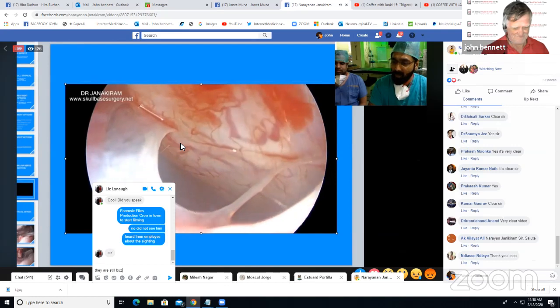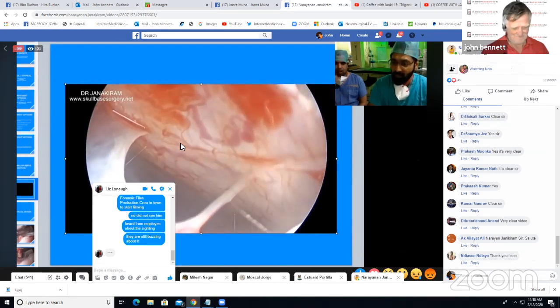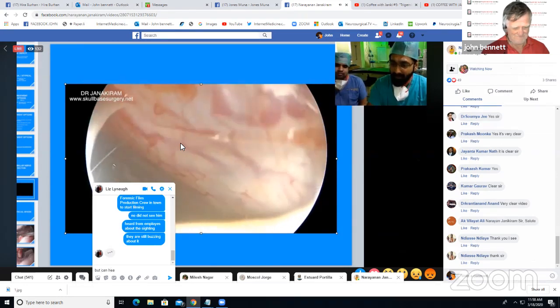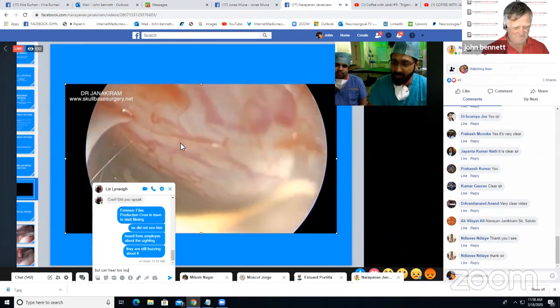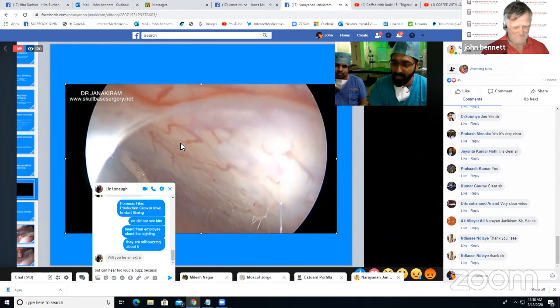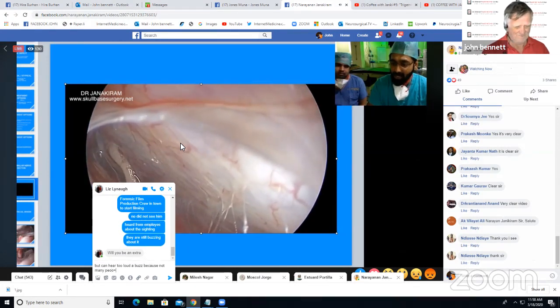Now I'm just separating all the arachnoid. That's the 6th nerve. You can see the 6th nerve very clear. That's the 5th nerve. So you can see how beautifully you can use the endoscope to navigate and see all the cranial nerves. Oh, that's the 6th nerve. Wonderfully seen. That's actually the vertebrobasilar junction. You see that?